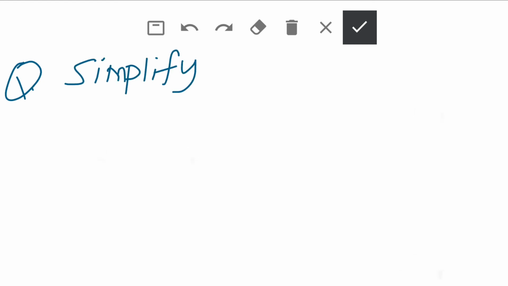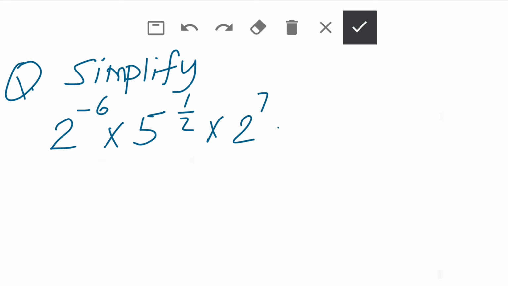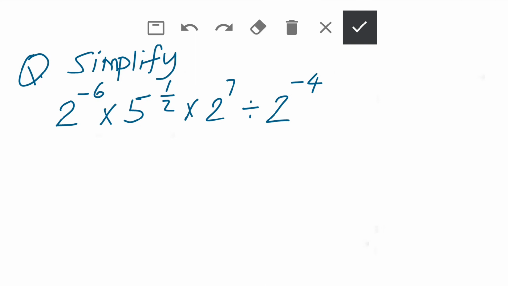Okay, let's have our last question for this lesson, and the question requires us to simplify, and the numbers we are trying to simplify in this case, I'm going to give you a long one: 2 to power minus 6 times 5 raised to power a half times 2 to power 7 divided by 2 to power minus 4. So that's a question. So in this case, we have the liberty to collect the like terms.